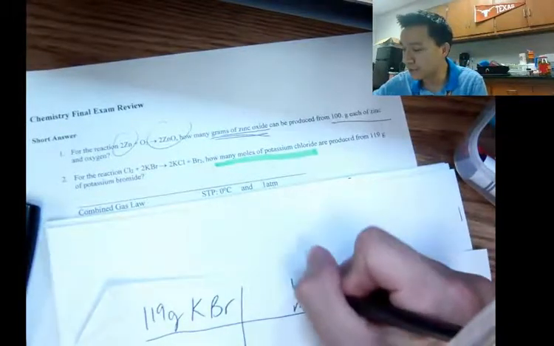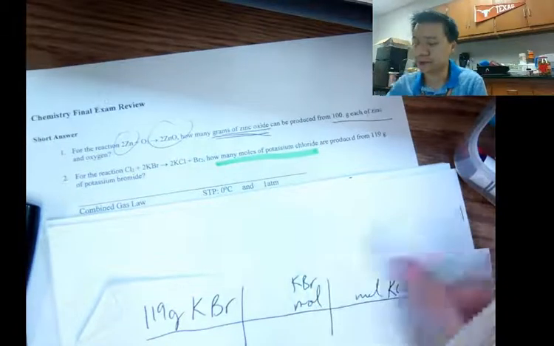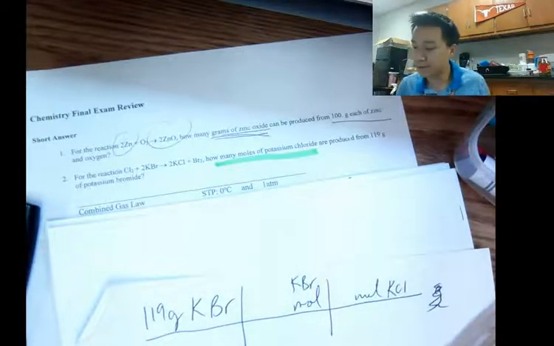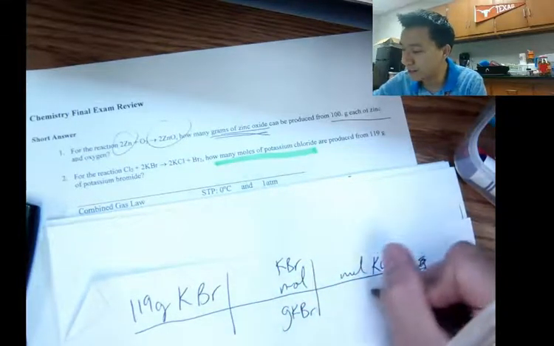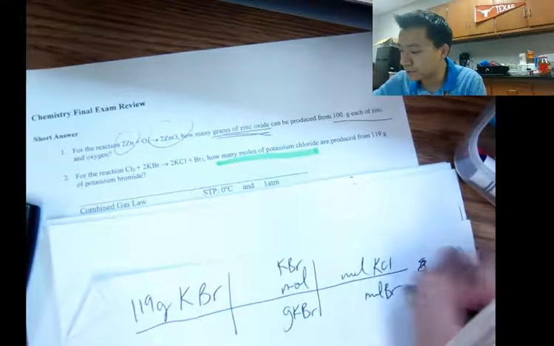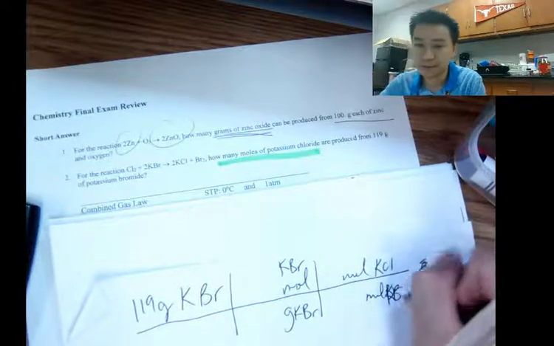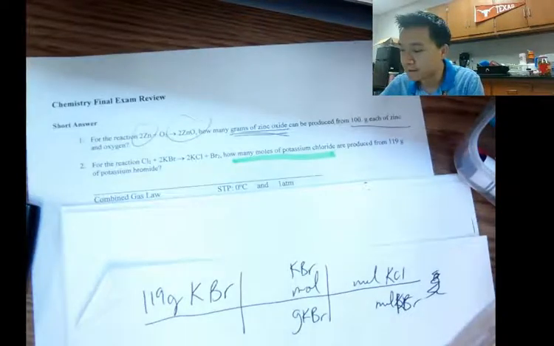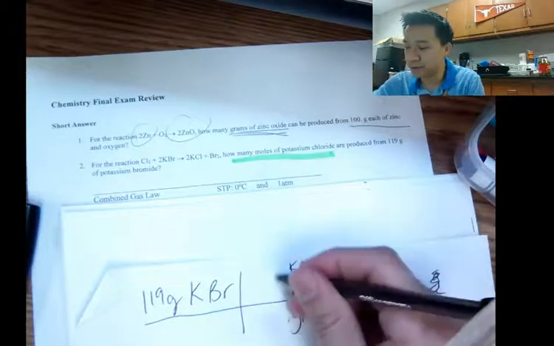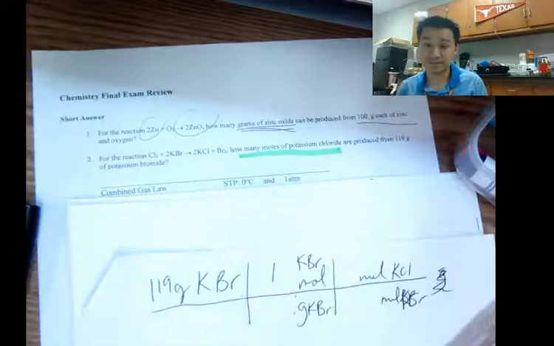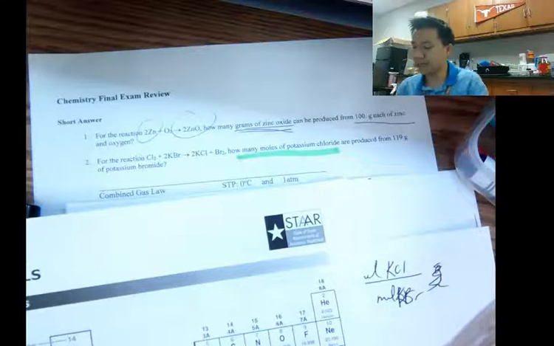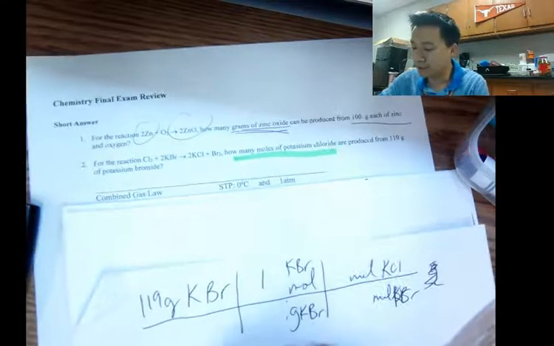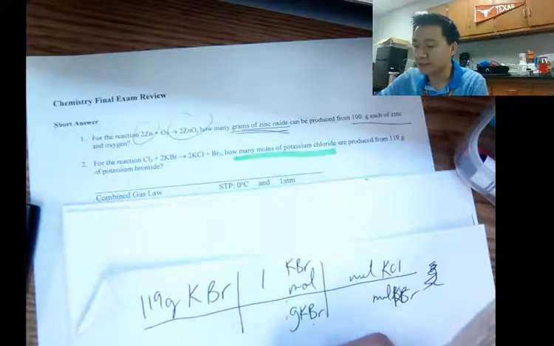So this mole is KBr, the first one. The last one's mole, KCl. Okay. Grams go down here, KBr, because we start with that. And then mole of KBr goes down here, KBr. Okay. So moles and grams, 1 mole. Where do I get the grams? From the periodic table. K is 39, Br is 80. 39 plus 80, that gives you 119. Oh, perfect. Look at that.